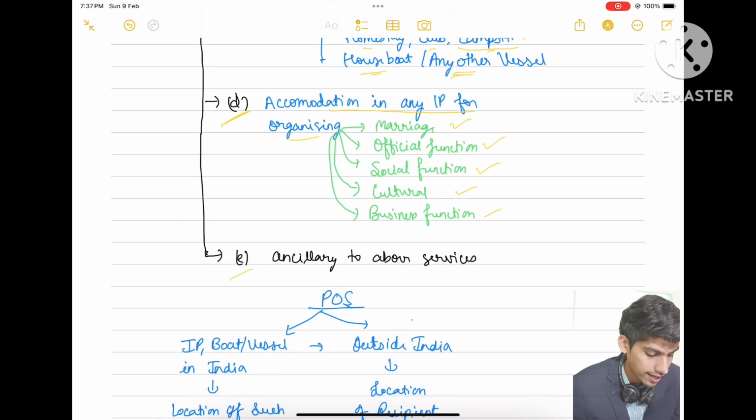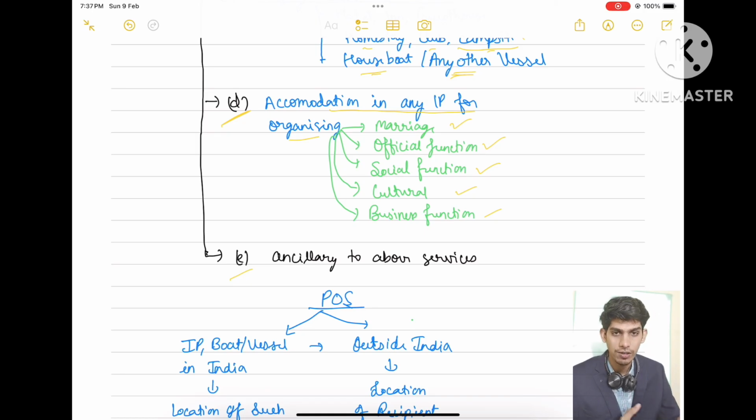And the last point is any services which are ancillary to these services. Like when you are taking a marriage hall for a reception and he is also providing staff services, waitering services, then that service will also be considered as ancillary to the main service of renting of immovable property. And for determining place of supply, Section 12 subsection 3 will be applicable.